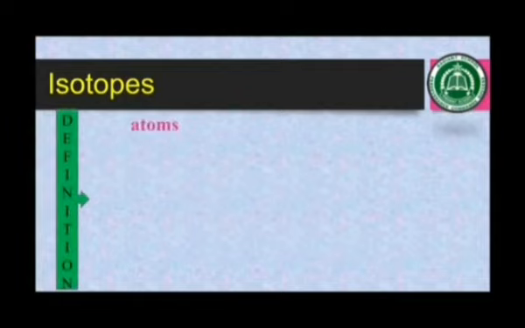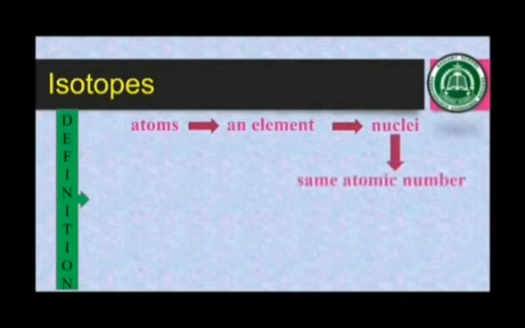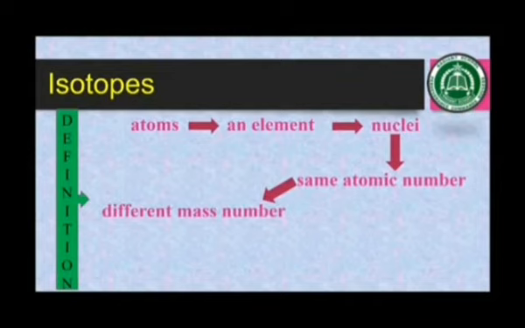What are isotopes? Isotopes are the atoms of an element whose nuclei have the same atomic number but different mass number. What is the same? Atomic number is the same, and what is different? Mass number is different. So isotopes are the atoms of an element. Atoms mean more than one atom of the same element whose nuclei... What is present in the nuclei? Fundamental particles of the atom, protons and neutrons, are present in the nucleus of an atom.